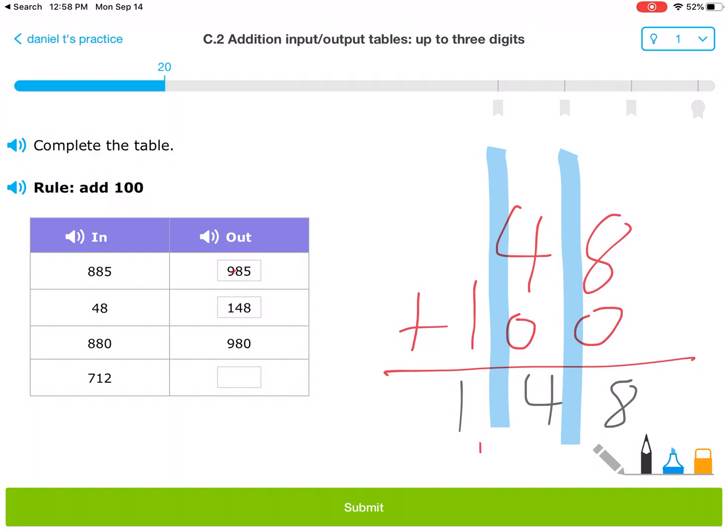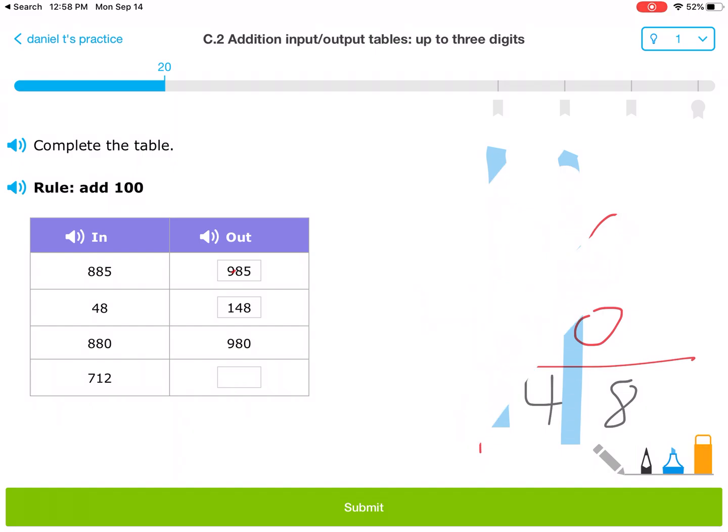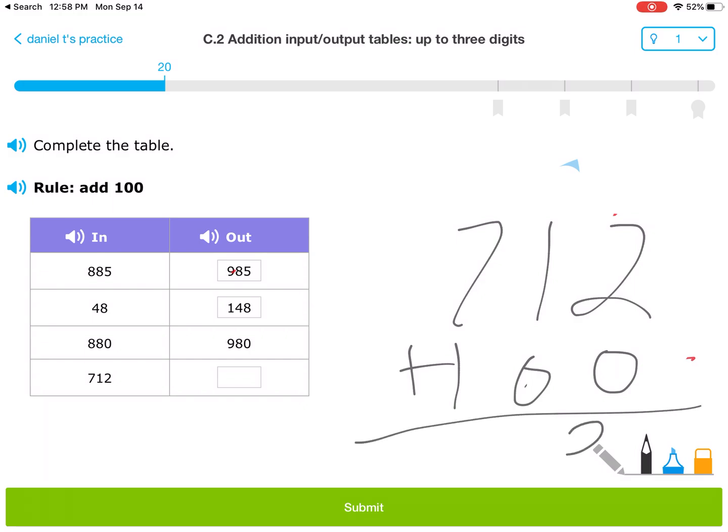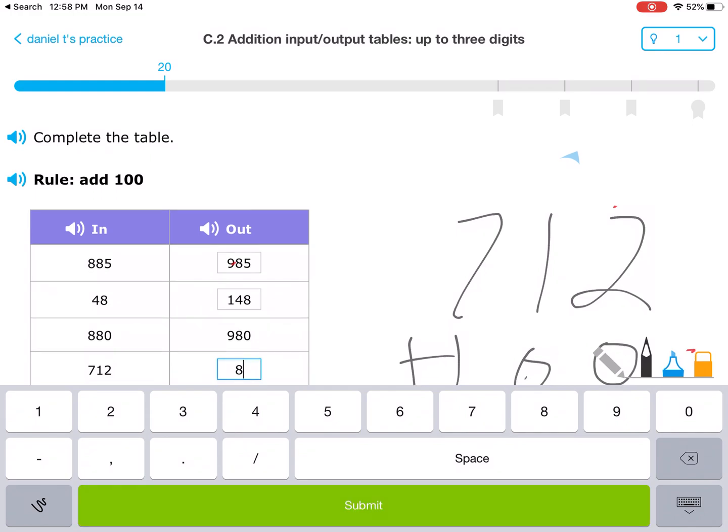And then finally, the last one is going to be 712 plus 100. And I end up with 812.